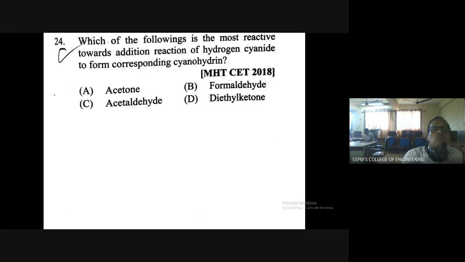Then, which of the following is the most reactive towards addition reaction of hydrogen cyanide to form the corresponding cyanohydrin? This was asked in MHT CET 2018. तो 18 ला क्वेश्चन विचारलेला होता बघा. ह्याच्यामध्ये तुम्हाला मी सुरुवातीला जे स्लाइड वरती एक्सप्लेन केलं रिॲक्शन, या रिॲक्शन मध्ये सगळ्यांचा आन्सर आहे. Okay, what they are asking is which of the following is the most reactive towards addition of hydrogen cyanide.